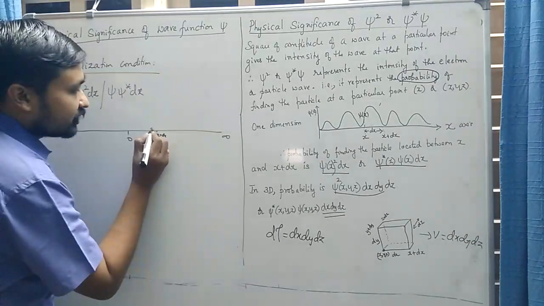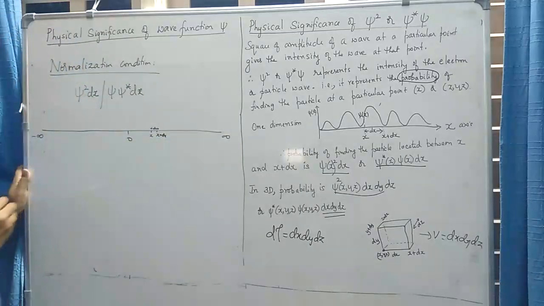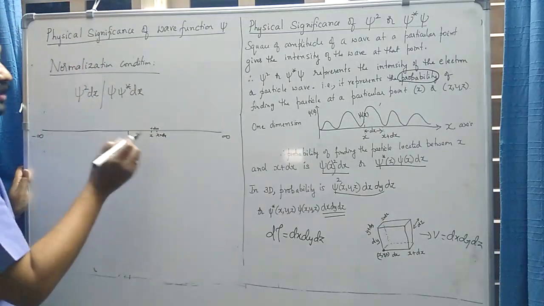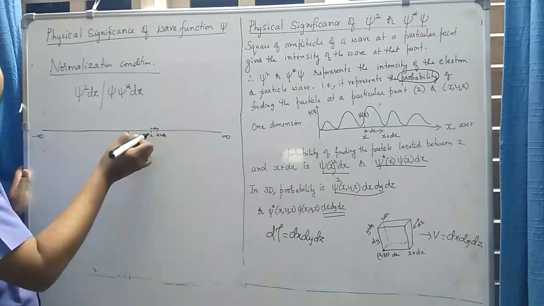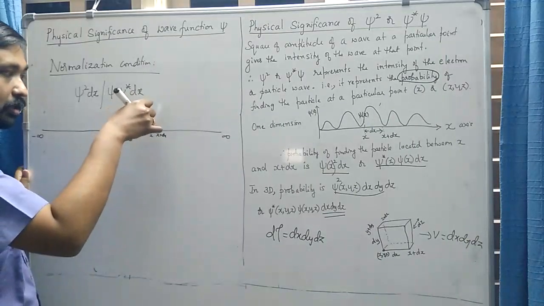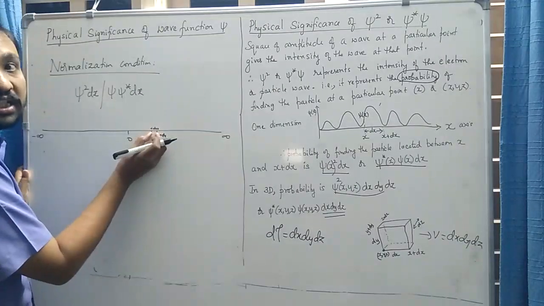So the length of this interval or region is dx. So what is psi square into dx? Psi square into dx represents the probability of finding the particle or the electron in this small region dx.